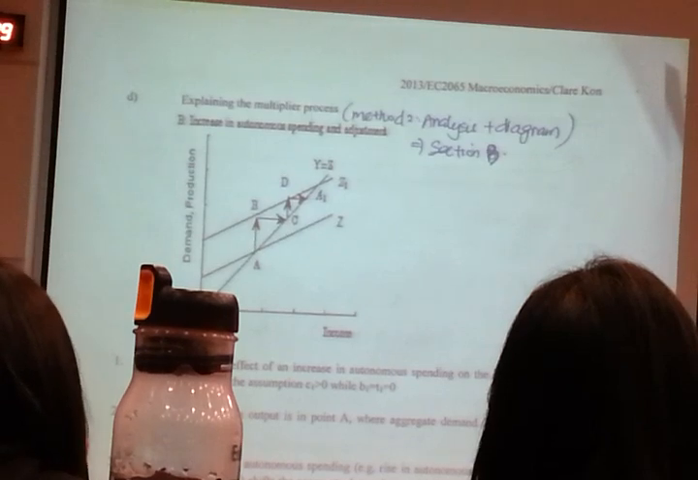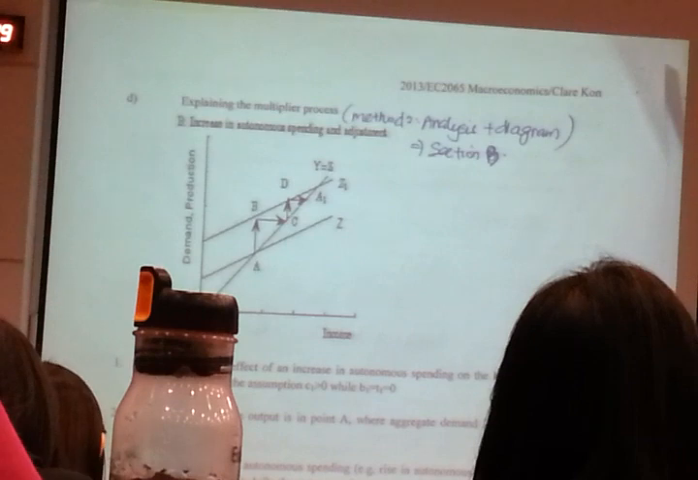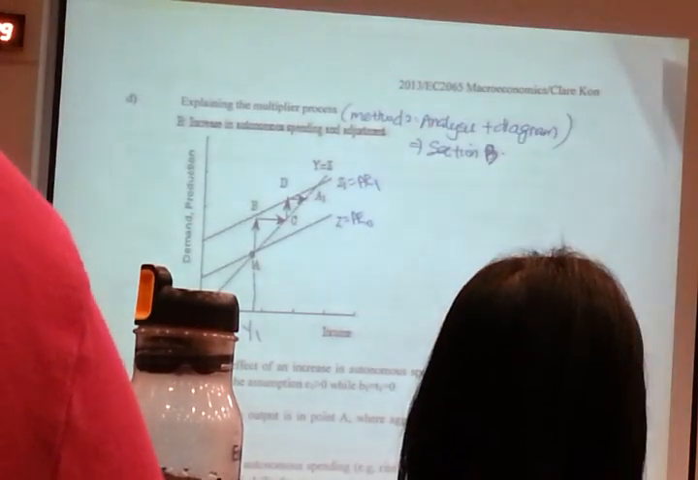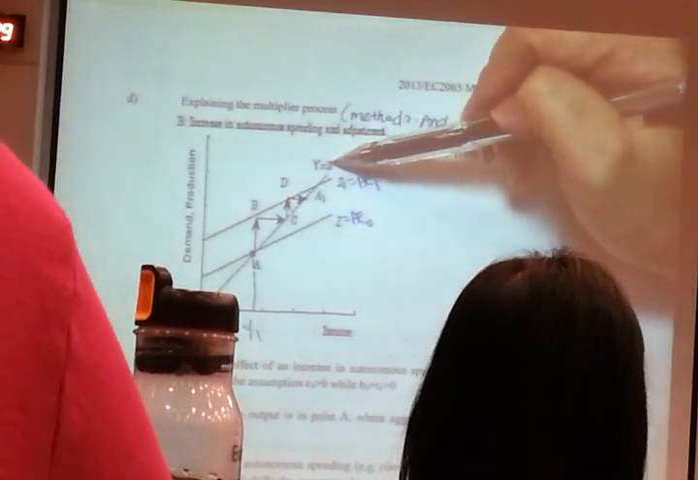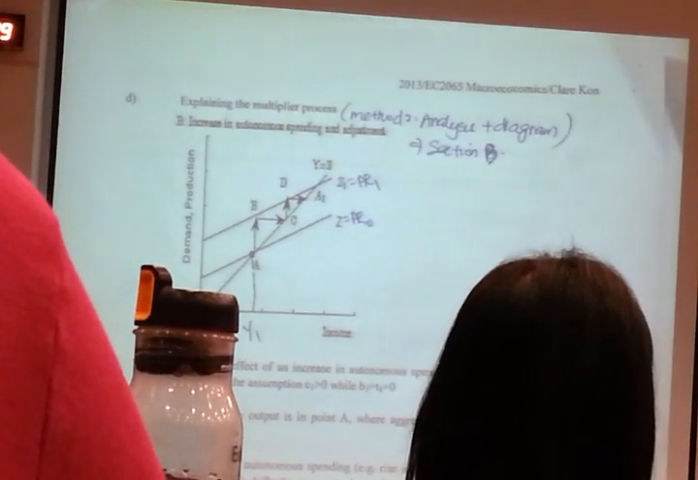But examiners sometimes will say explain the process. So you have to still study. Okay, so let me teach you how to read this diagram. You start at point A first. Bring it down, Y1. Because you can call this AE naught, if you're not familiar. This is AE1. So you are at point A because AS equals AE at point A, income Y1.